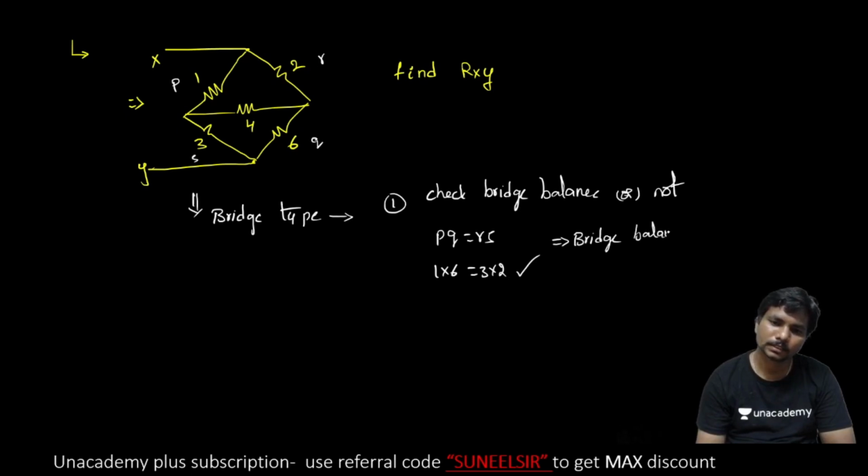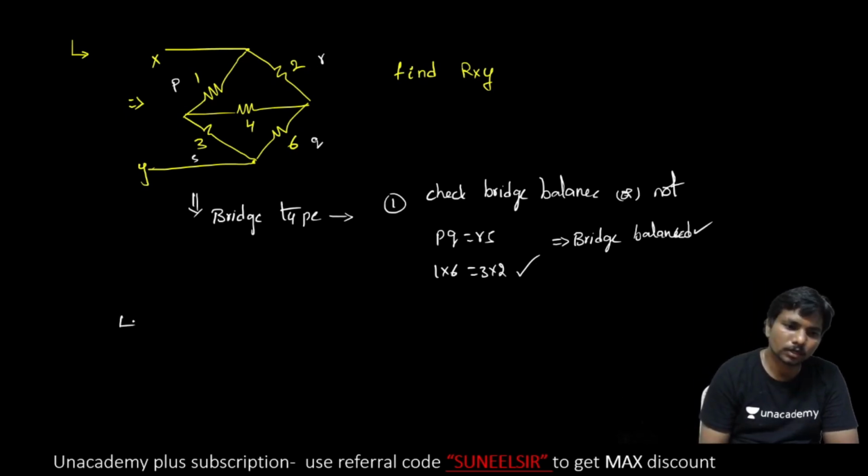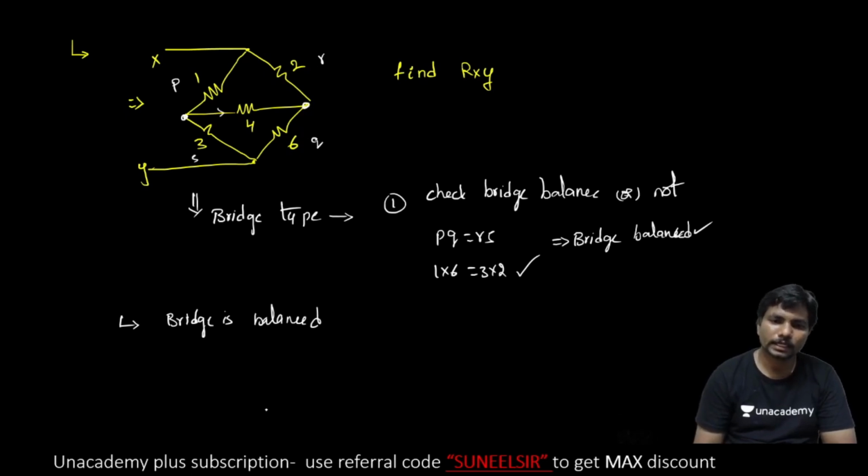Bridge balanced. Okay, the bridge is balanced. Whenever the bridge is balanced, what is the key role we have? The main important point is that whenever the bridge is balanced, the voltage across these 2 points is the same, so there is no current flowing through the inner resistor.